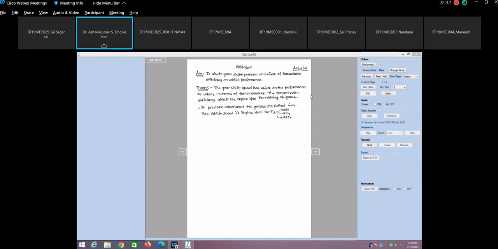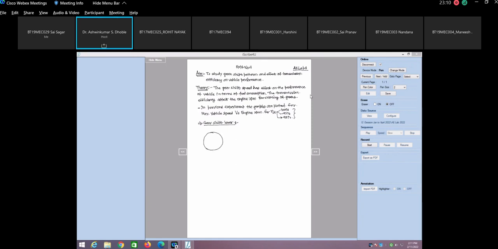Okay, so here we are going to study how the gear shift pattern is to be plotted, and exactly what happens when we change the gear. Before that, if you note the gear shift lever, then generally you will find that this is the top portion of the gear shift lever.